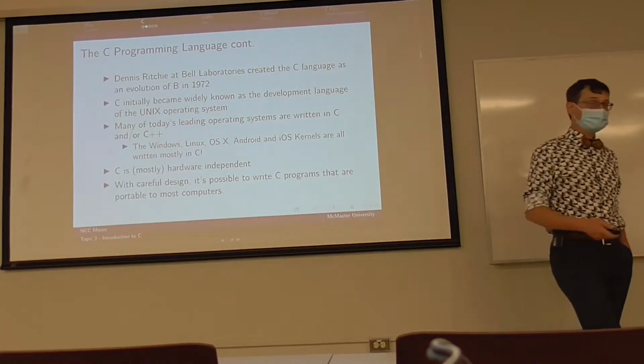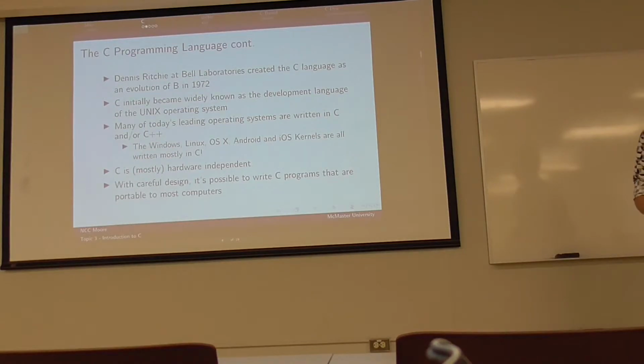C is mostly hardware independent. You can find a few pieces of hardware that you don't have a C compiler for, but hardware is a very diverse field with many things going on in it. So, universal applicability to hardware is not necessarily the goal, because you'd spend many lifetimes trying to achieve it. With careful design, it is possible to write C programs that are portable to most computers. And what we mean by being careful is sticking to the C standard libraries primarily.